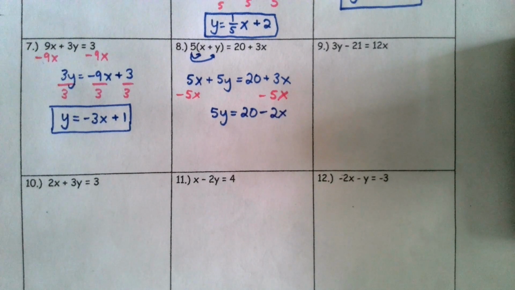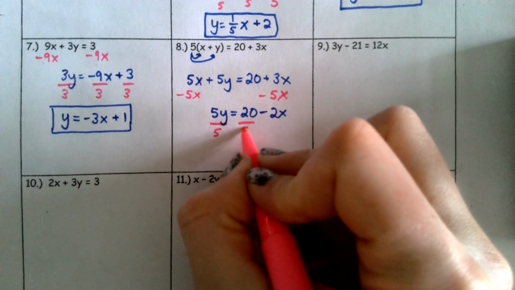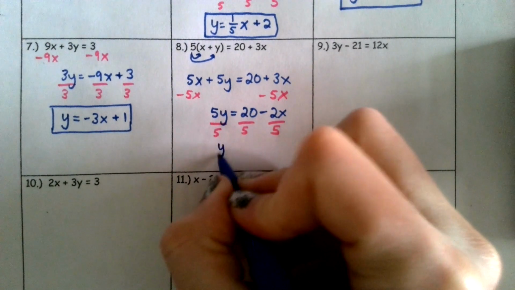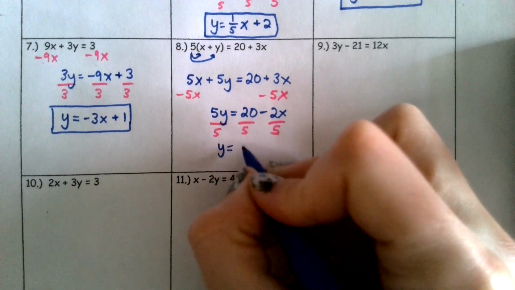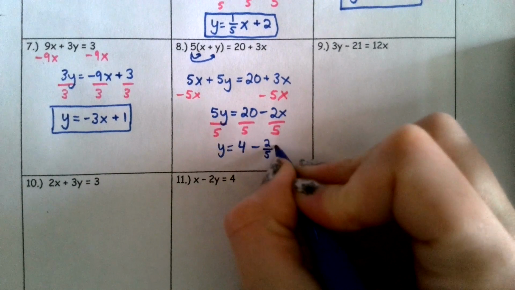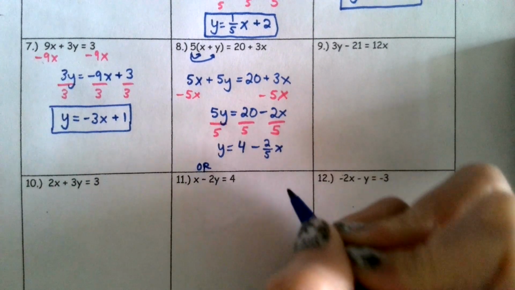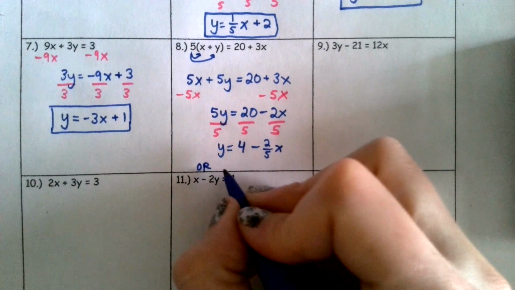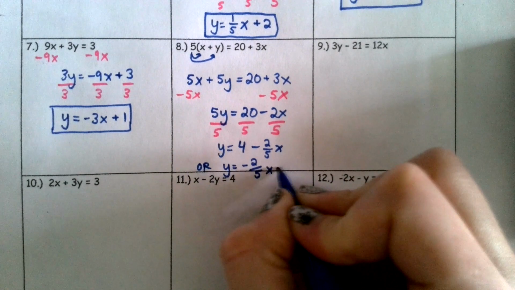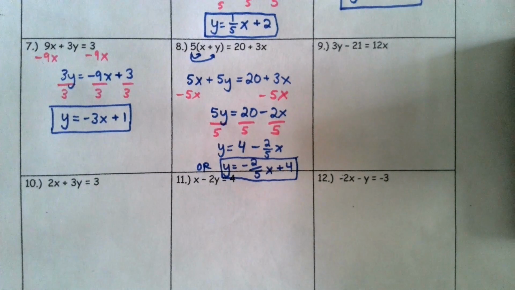Then we just have one more step to get y alone, which is to divide every single part of this equation by 5. So now I'm going to have y equals 20 divided by 5 is 4. And then we're just going to leave this as a fraction, so minus 2/5 x. Or again, we write this so that it's in the proper form of having the x term before the constant. This would be the same as y equals negative 2/5 x plus 4. So that would be the preferred way of writing it.